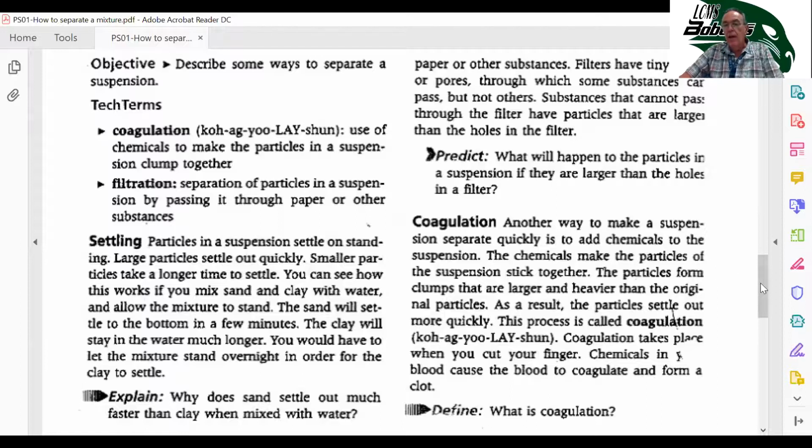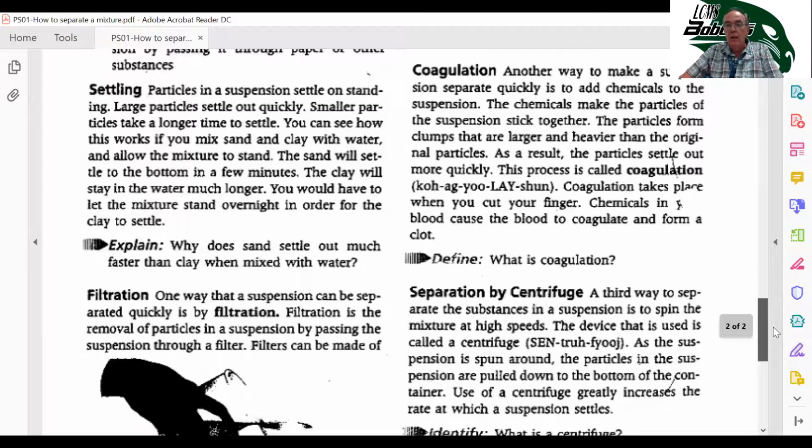Okay? Coagulation is another way to separate a suspension. And what people do is they add chemicals to it. So like at that sanitation plant, they put some chemicals in the water. It causes the particles to clump together. Well, then you have big particles that sink to the bottom faster, so you can speed this up, okay?